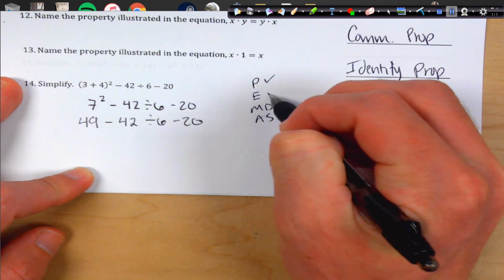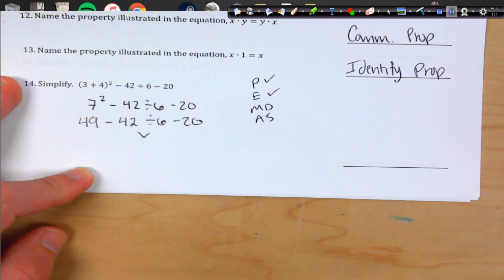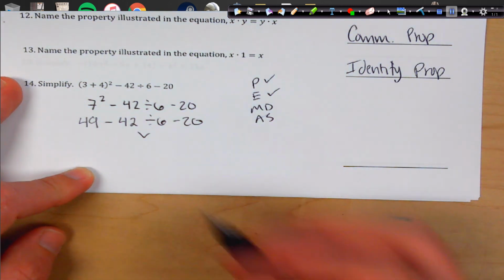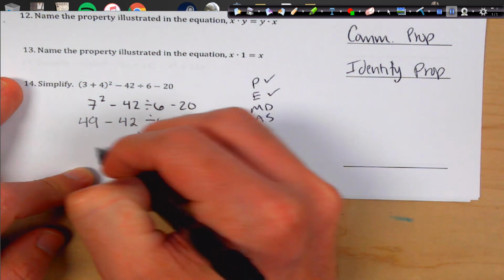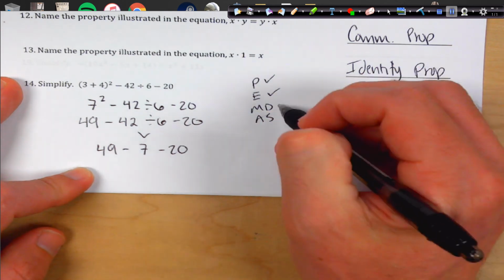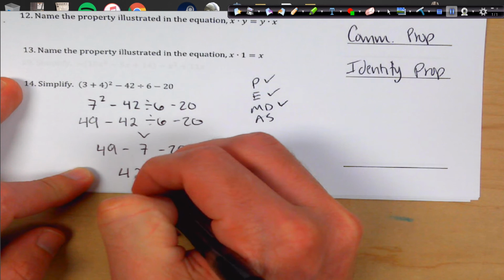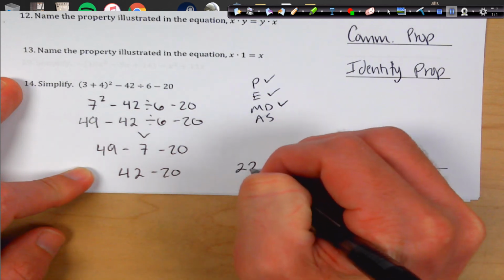Notice I just take it one step at a time. Look for multiplication and division, which I see right here. And we're going to do this. 42 divided by 6 is 7. And then all we have left is addition and subtraction. We go left to right. So 49 minus 7 is going to be 42. Minus 20 is going to be 22.